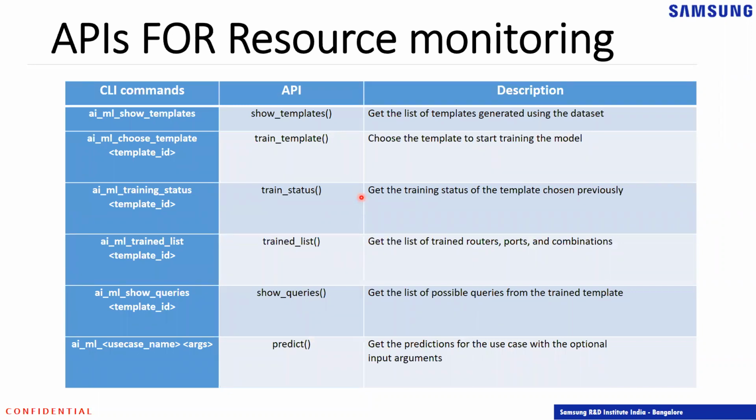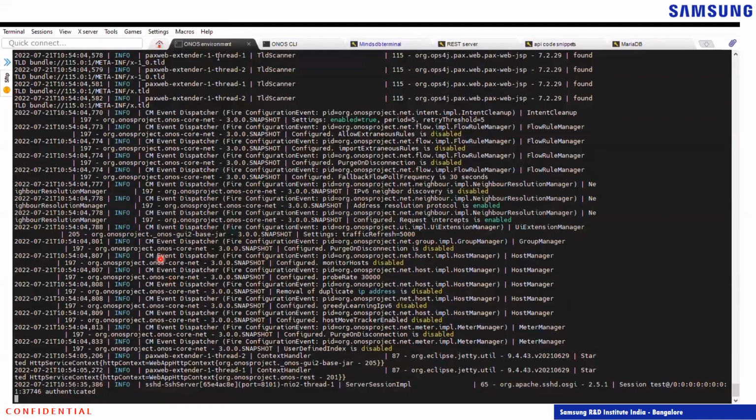These are the APIs that are available in the resource monitoring that we have created on the MindsDB side. And these are the CLI commands which we will invoke in the ONOS CLI interface, which will route to these APIs. Let's see them one by one. These are the terminals available. Let me turn on the video.